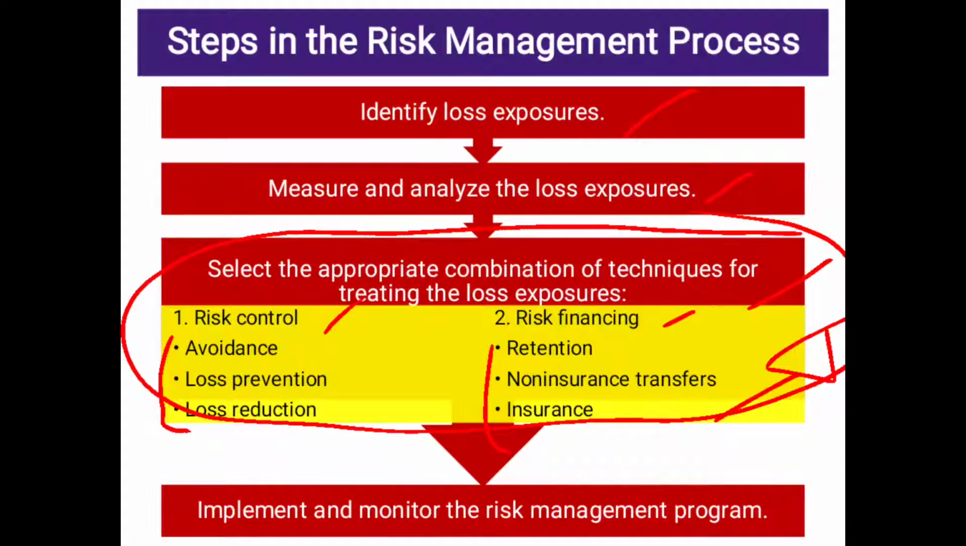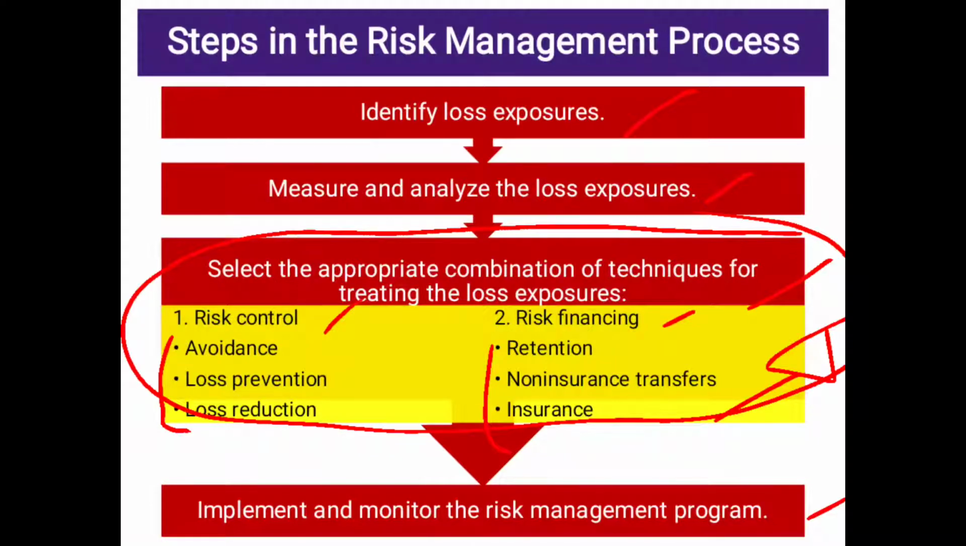And the last one is implement and monitor the risk management program. That's the last step, so that's not of that much importance. These steps are not that important. The tools of risk management, the techniques of risk management, are very important, but at the same time if the process is asked, you have to write it: identify loss exposures, measure and analyze the loss exposures, select the appropriate techniques for treating the loss exposures, and finally implement and monitor the risk management program. So these are the steps involved in the risk management process, and you are clear.